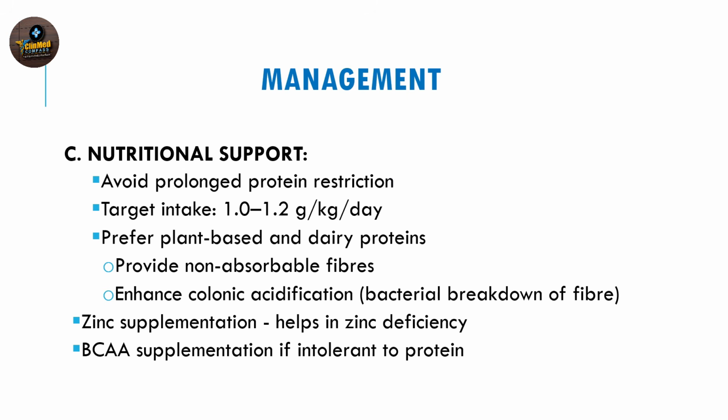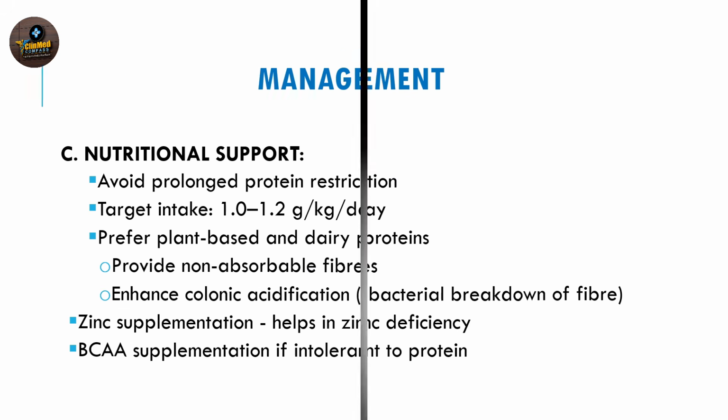Avoid prolonged protein restriction. Recommended dose is 1 to 1.2 grams per kg per day. Plant proteins and dairy proteins are preferred. Zinc supplementation is also important, especially in those that are zinc deficient, as it supports the urea cycle. Use branched-chain amino acids if the patient is intolerant to normal protein.